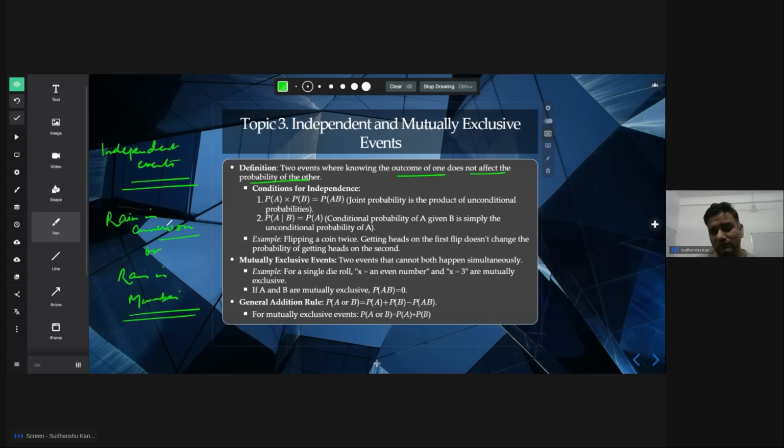words, the intersection of anything, because there is nothing common between them, right? Head and tail have nothing in common between them. Even and odd have nothing in common. So the intersection is zero. So remember this property, guys. Then we have the general addition rule.